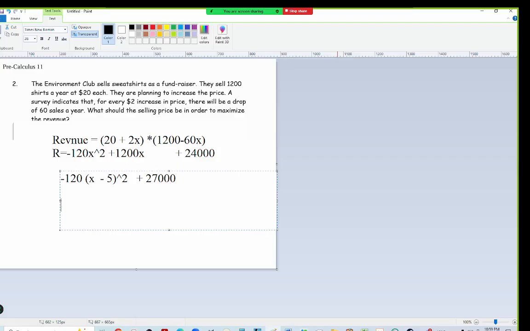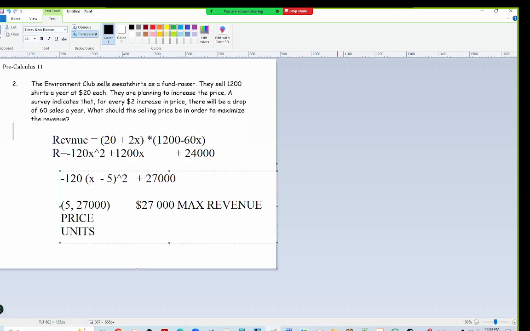So what's my X and my Y in my vertex? So the vertex is positive 5, 27,000. What does this tell you? The revenue is 27,000. That's the maximum revenue because it's the maximum at the vertex.